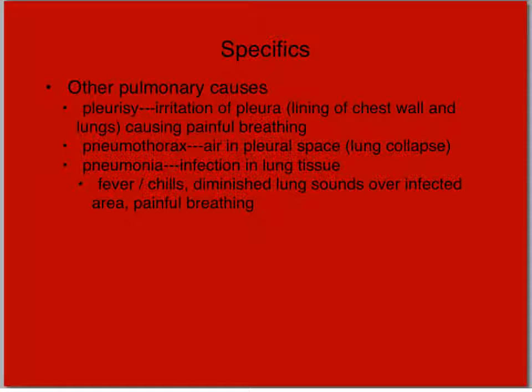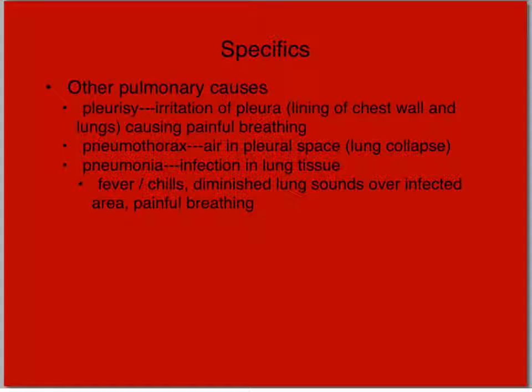Other pulmonary causes of chest pain include pleurisy. Pleurisy is an irritation of the pleura, either the visceral pleura or parietal pleura. One is the lining of the lung, one the lining of the chest wall, and there's a small amount of fluid that lies between the two pleura, but they're stuck together for the most part. And there can be an irritation there that causes very painful breathing. Lung sounds may be clear. You may hear a rub, a friction rub, but again, lung sounds and an assessment of whether the pain is better or worse with a deep breath is an important part of your focused history and physical on chest pain patients.